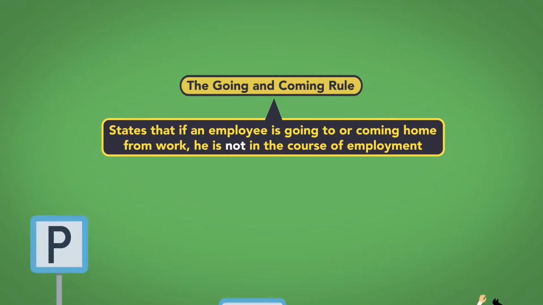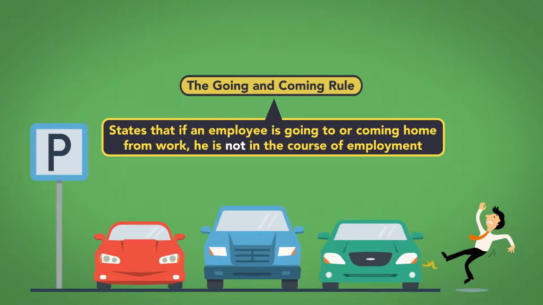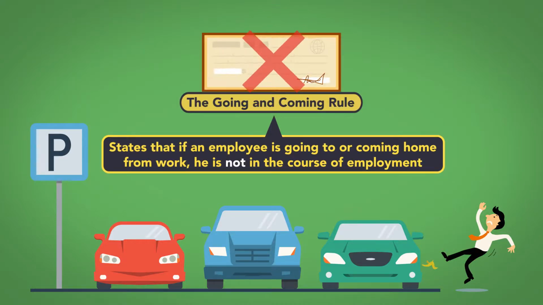The going and coming rule. The going and coming rule states that if an employee is going to or coming home from work, he is not in the course of employment. Therefore, if he sustains an injury during this travel, it is not compensable. However, there are several exceptions that allow compensation.